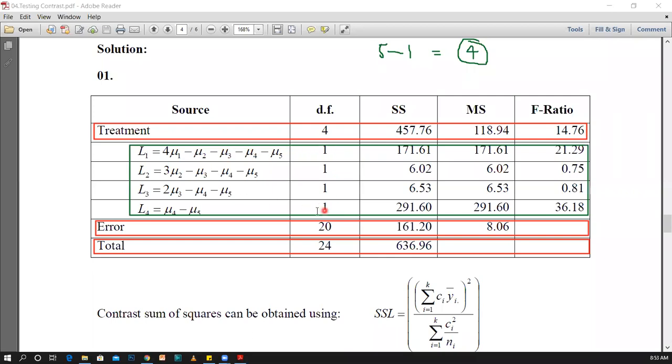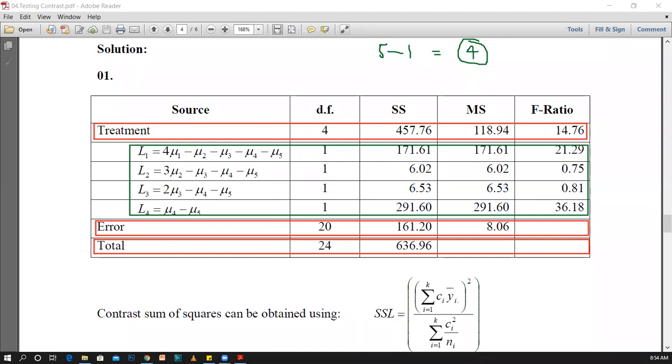And if you take the summation of these 4 degrees of freedom for the contrast, then this should be equal to the degrees of freedom of treatment. This is how we are completing the column with degrees of freedom. Then we need to identify the contrast sum of squares. We have to use this equation to obtain the contrast sum of squares. Therefore, using this equation we can easily build up the contrast sum of squares.